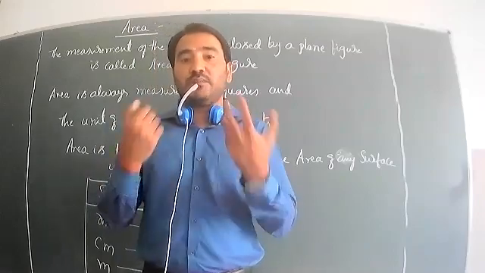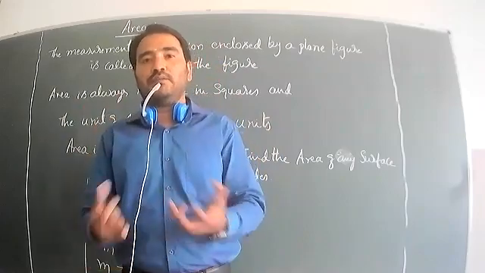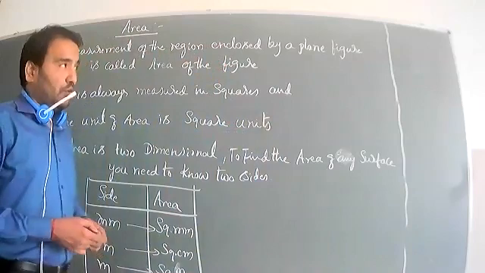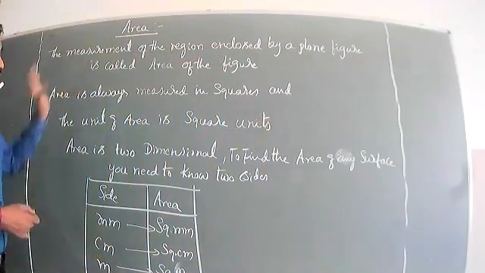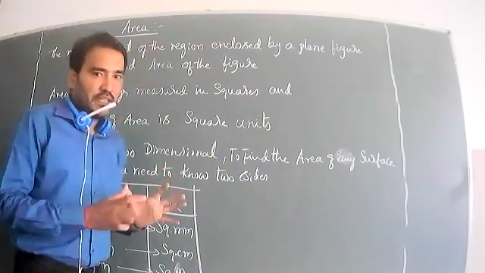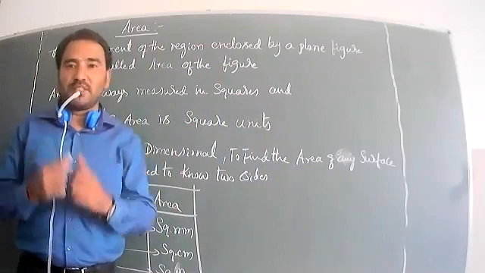Which area can we find, and how do we find out the area? Then we can look at the board. So area means what? Area is the measurement of the region enclosed by a plane figure. Plane figure means two-dimensional figures.